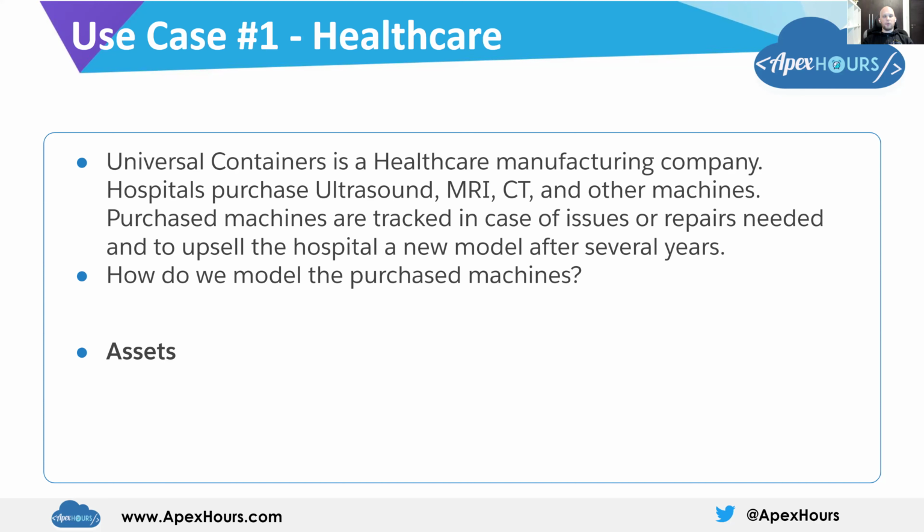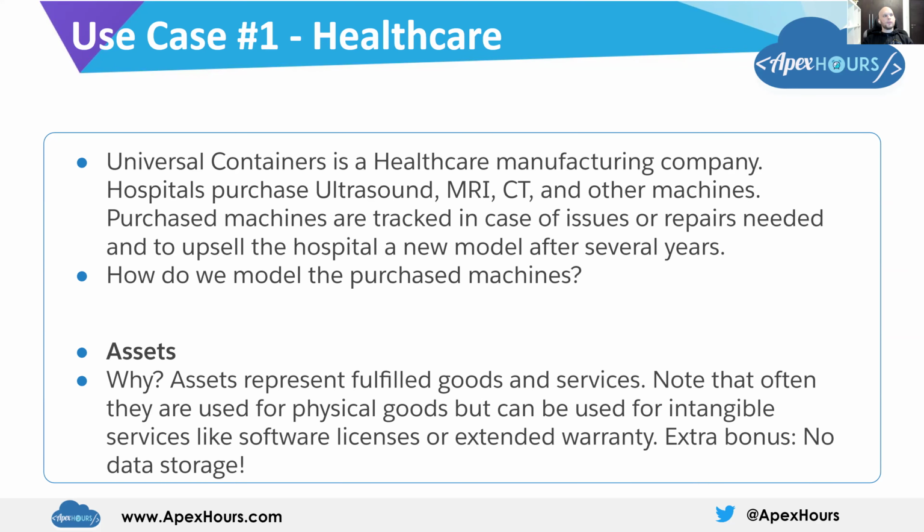So here I would say that we would model these purchased machines as assets. And why assets? Assets represent fulfilled goods and services. Here, a hospital is purchasing the machine. After they purchase the machine, we represent the machine as an asset. So then we can raise cases against it. We can place a new order against it. We can do a renewal opportunity against it, and so on.